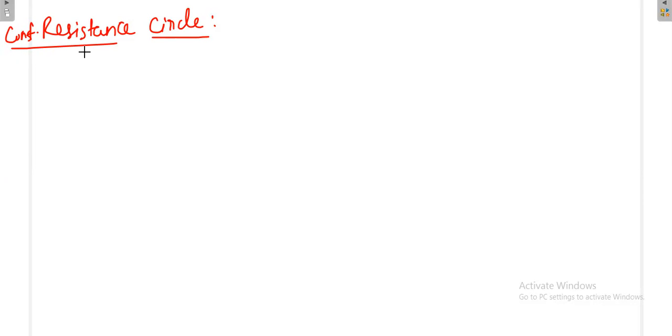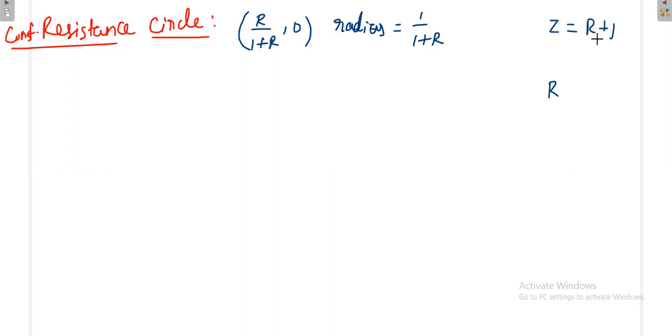So what is the center point? The center point is R divided by 1 plus R, comma 0, and the radius is equal to 1 divided by 1 plus R. Somebody tell me what could be the value of R? Z is equal to R plus jX, and this is already normalized. So what could be the range of R?